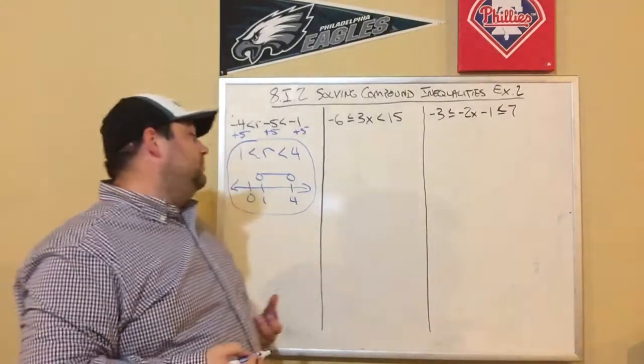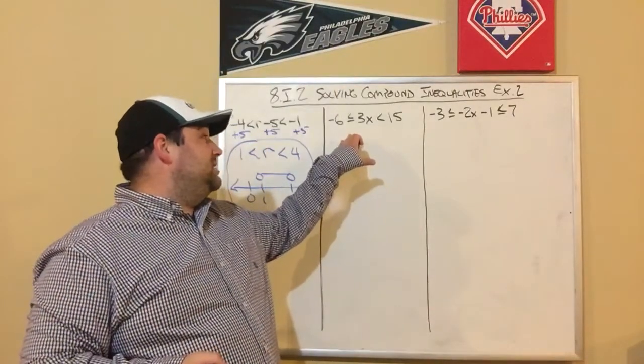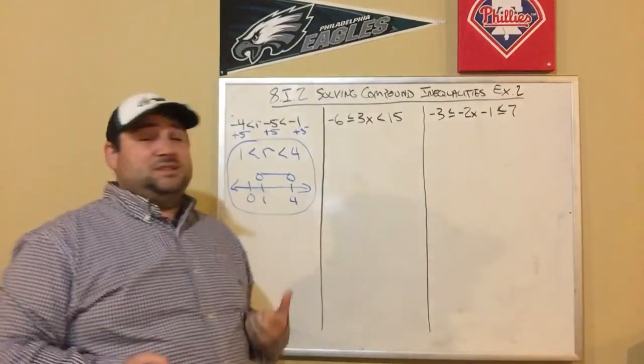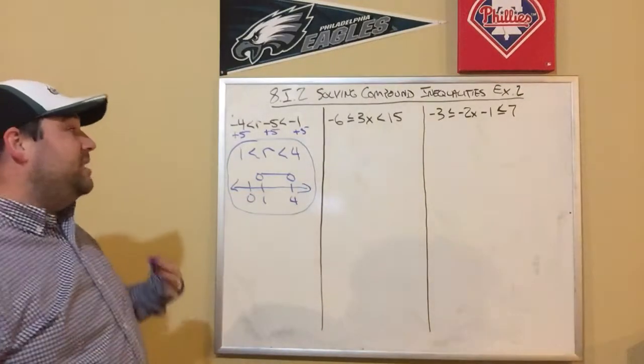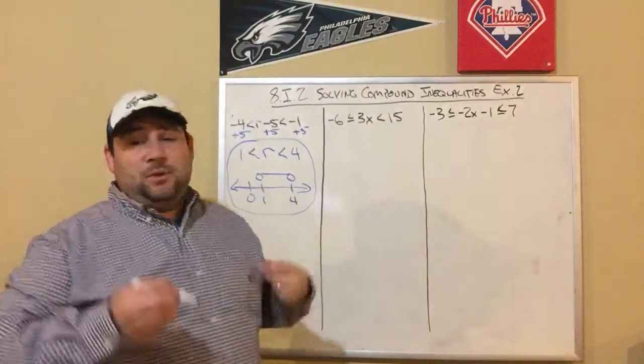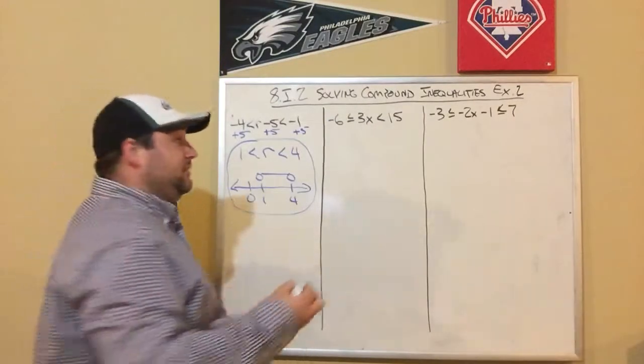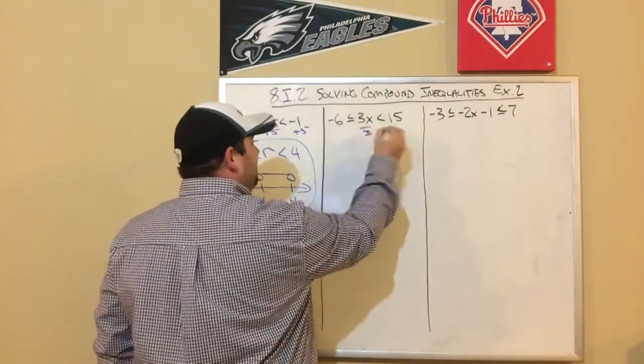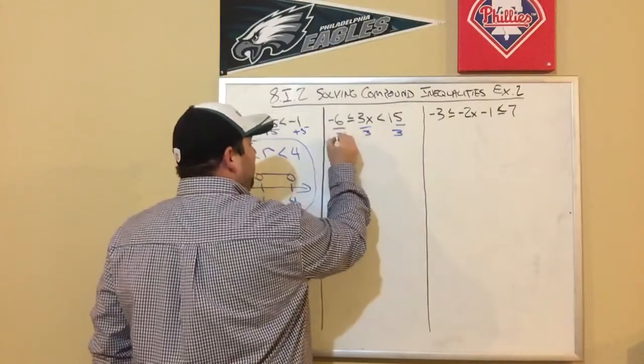All right, my second one. I got -6 is less than or equal to 3x, which is less than 15. Same idea here. I've got 3 being multiplied by x, so to get rid of that 3, I got to divide by 3. And when I divide by 3, I have to divide both sides by 3.